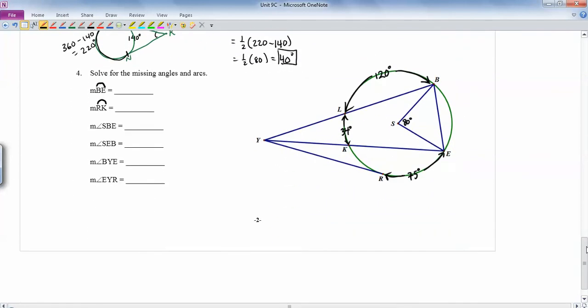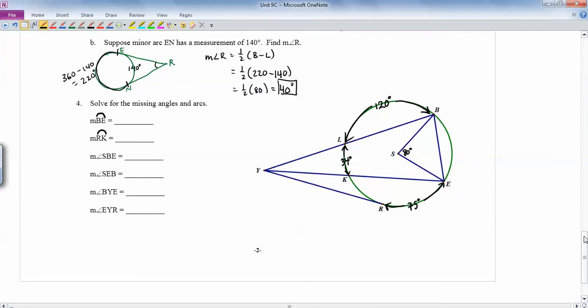Okay, so the last problem has you trying to find all these missing angles and arcs. So generally the strategy for these is just fill in everything you can in the diagram first, and then come back and fill in the blanks.